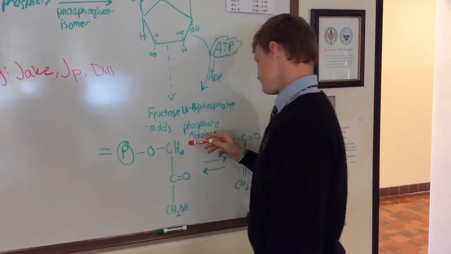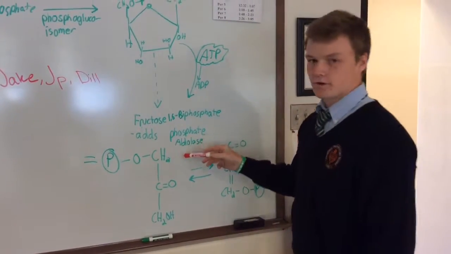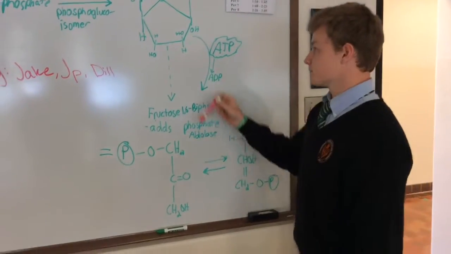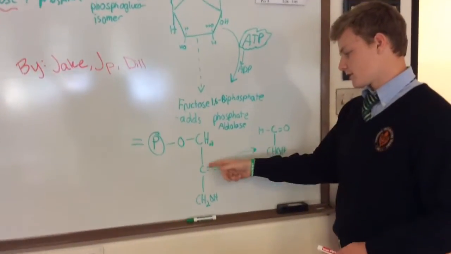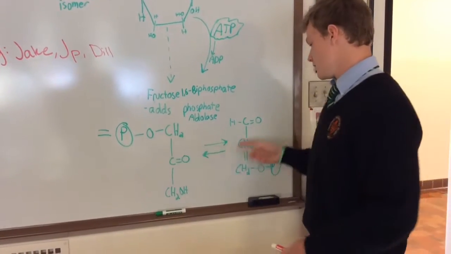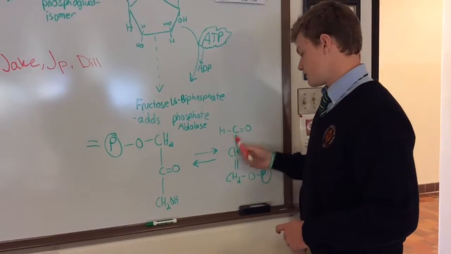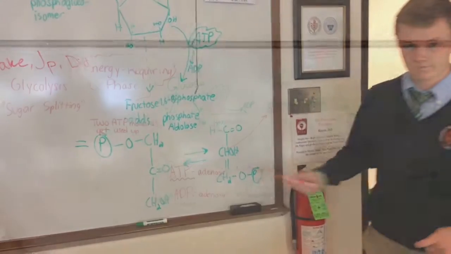And then from there it goes into a process called aldolase, where it splits the carbon chain. So we have a 3-carbon chain over here with a phosphate, and then another 3-carbon chain over here with another phosphate.